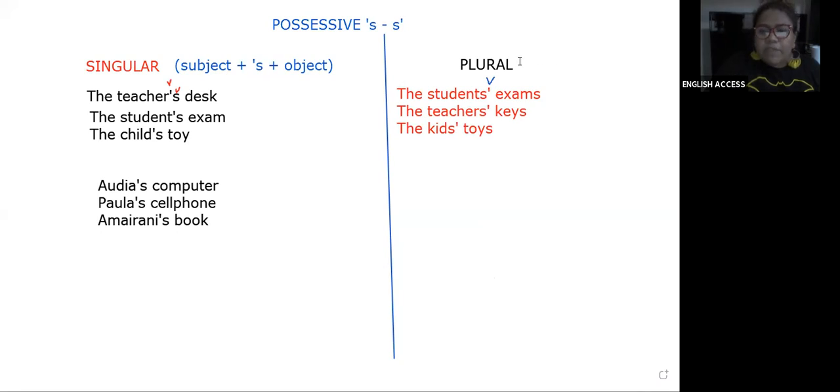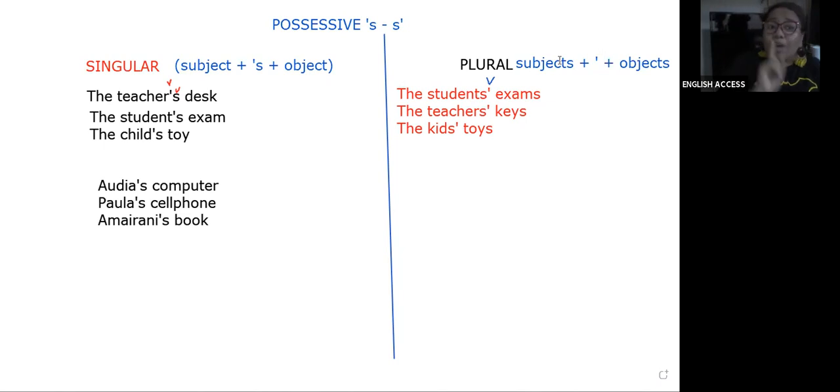What is the formula for the plural? The formula for the plural is subject, the subject in plural, of course, apostrophe plus object. Objects and subjects. There we go. So we have subjects plus apostrophe plus objects, all in plural. You see? Okay.